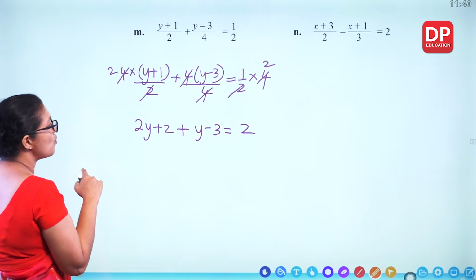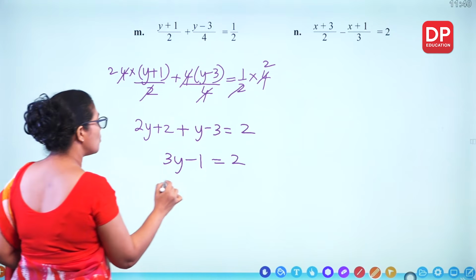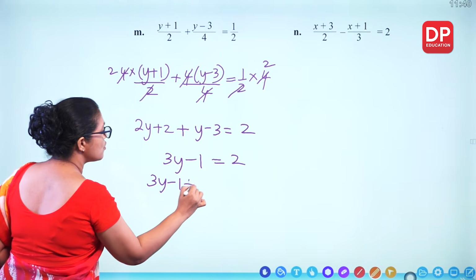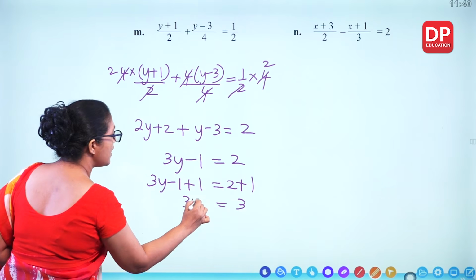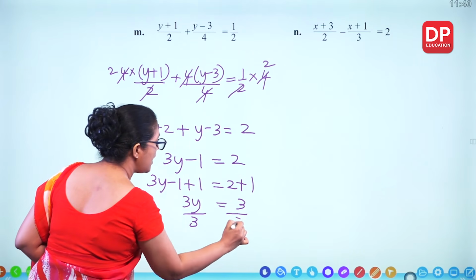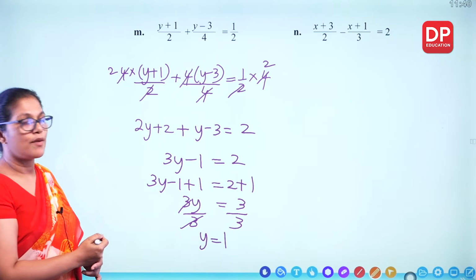Now simplify 2y and y. 3y minus 1 equals 2. Add 1 to both sides. You get 3y equals 3. Divide this by 3. You get answer 1 for y.